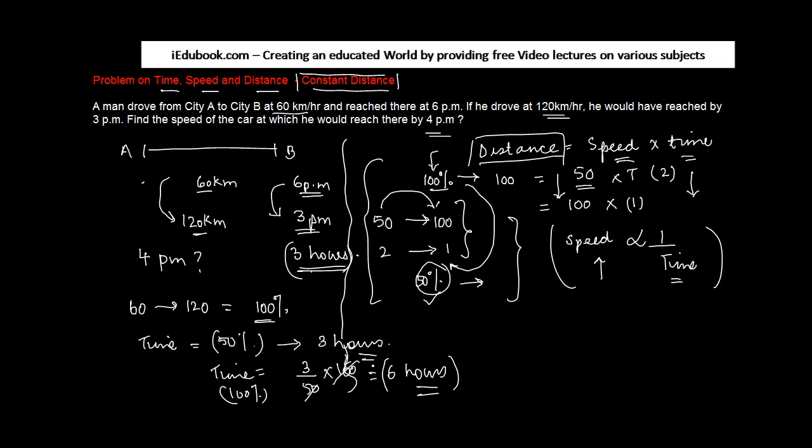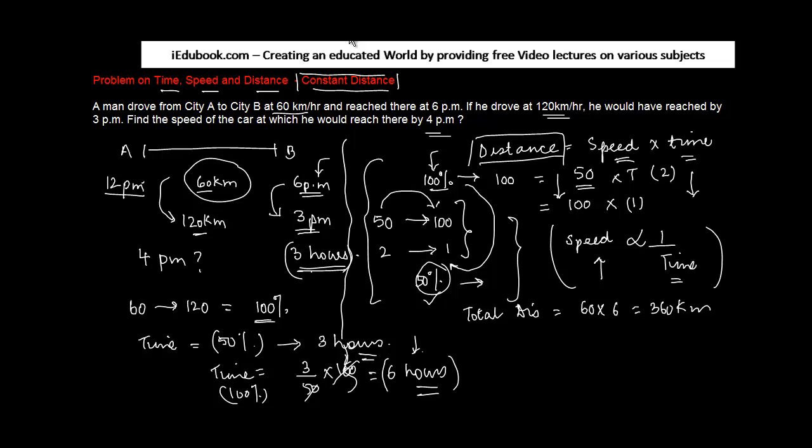Right? Now 6 hours, he reached there at 6 p.m. Okay? Now what was the speed? The speed was 60 kilometers an hour. So the total distance is equal to how much? Speed into time. Speed is 60, time is 6 hours. So 360 kilometers. Right? Now if the time is 6 hours, what is the starting time? It has to be 12 p.m. That's why it took 6 hours.